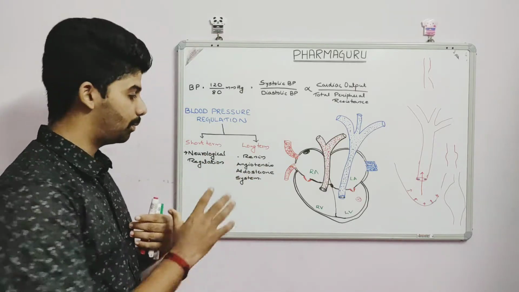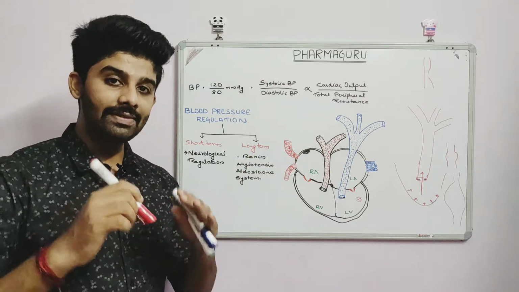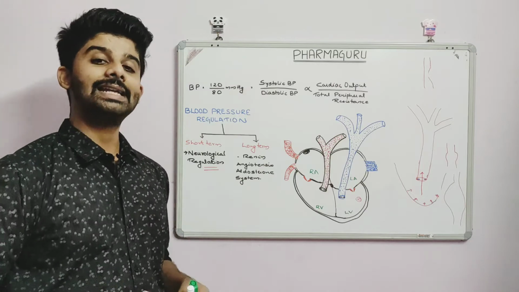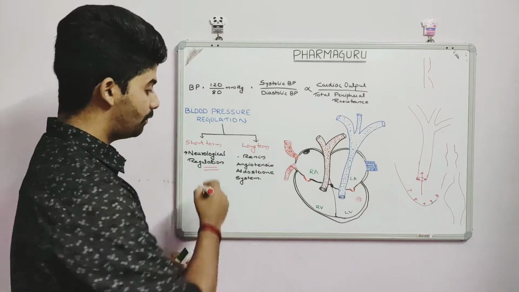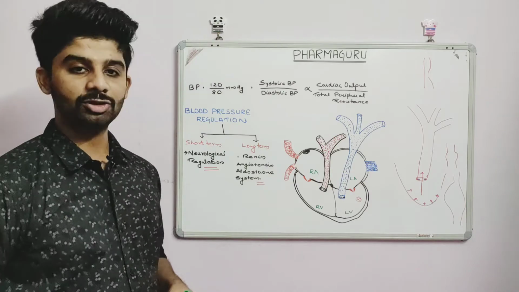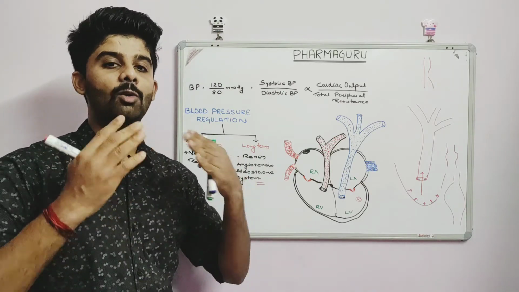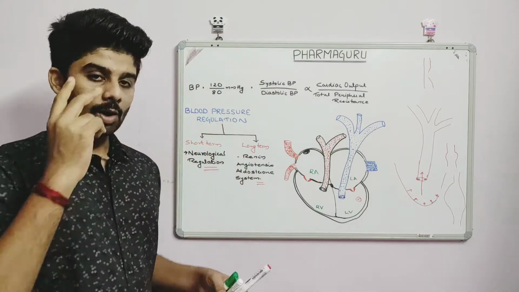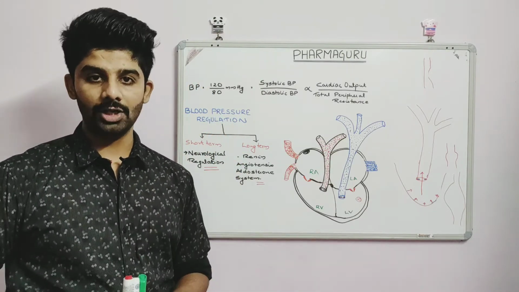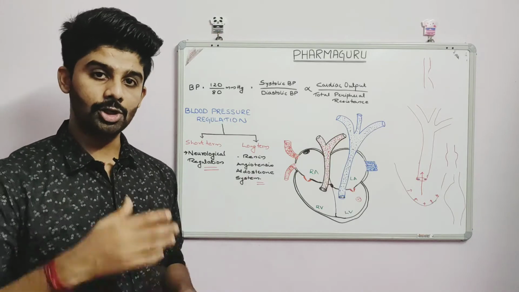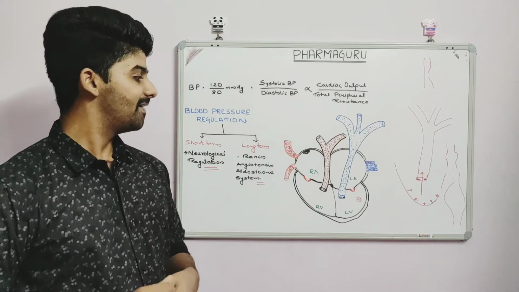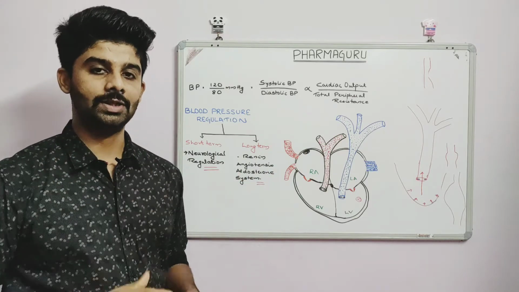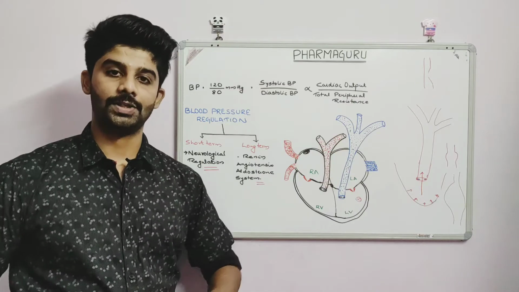Now we need to understand both these concepts in detail. That's why in this video lecture, we will deal only with the neurological regulation, and in the next video that I will be uploading, we will see the renin-angiotensin-aldosterone system. Why am I making it two videos? Because I want you guys to understand it thoroughly. So blood pressure regulation occurs in two ways: short-term regulation, which is the neurological regulation, and long-term regulation, which is the renin-angiotensin-aldosterone system. So now let's go to the neurological regulation of blood pressure.